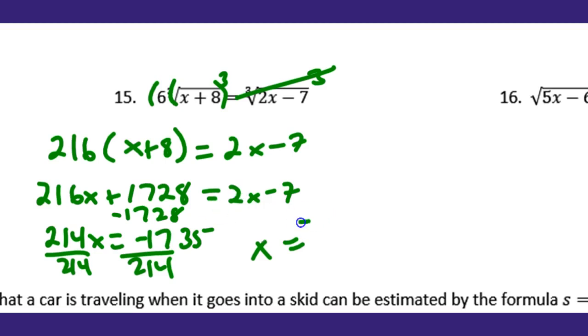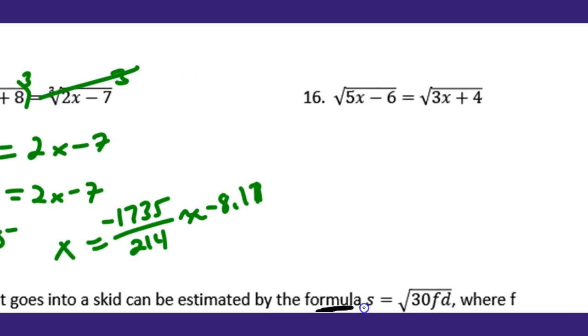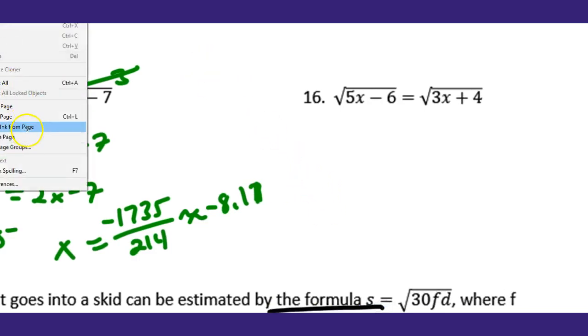Man, that's it. 1735 over 214. Or if you were to approximate it, you get like negative 8.11. All right. Okay. Now moving along. Last one of this type problem.